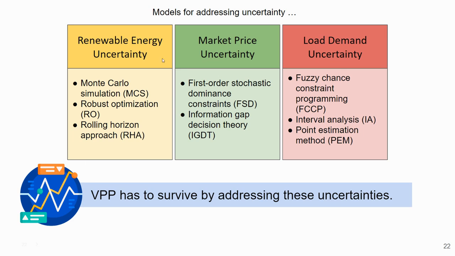After modeling the uncertainty, we can address it and deal with it by the following methods. For renewable energy uncertainty, there is Monte Carlo simulation, robust optimization, and rolling horizon approach. For market price uncertainty, there are first order stochastic dominance constraints and information gap decision theory. For load demand uncertainty, there are fuzzy chance constrained programming, interval analysis, and point estimation method. So VPP has to survive by addressing these uncertainties.